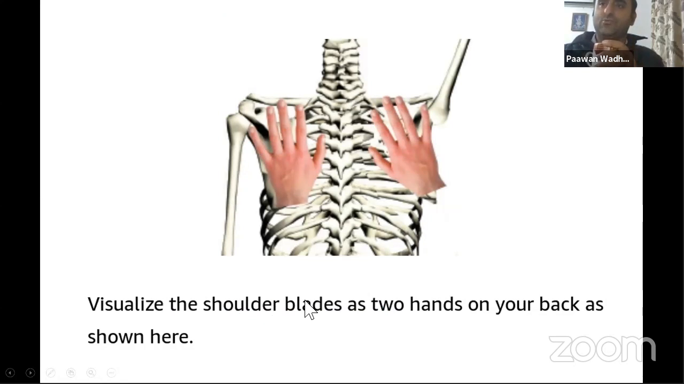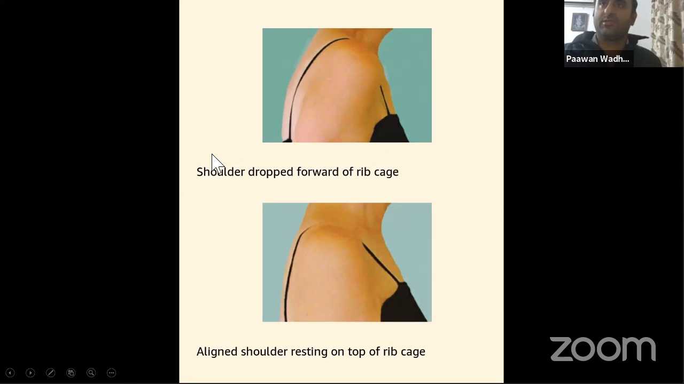Visualize the shoulder blades as two hands on your back, as shown here. So remember, your shoulders are more backwards. This is problematic shoulders: shoulders dropped forward of the rib cage. These shoulders will cause cervical problems. And aligned shoulders resting on top of the rib cage are a little backwards, and now there is no cervical problem.